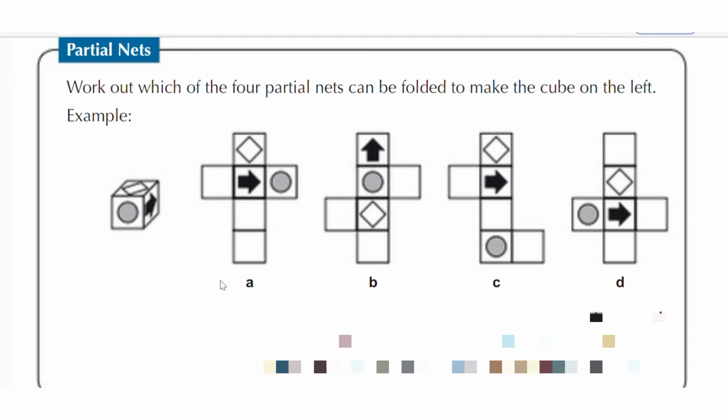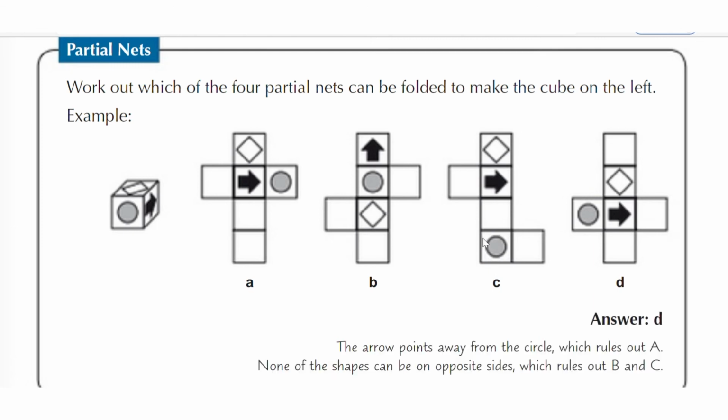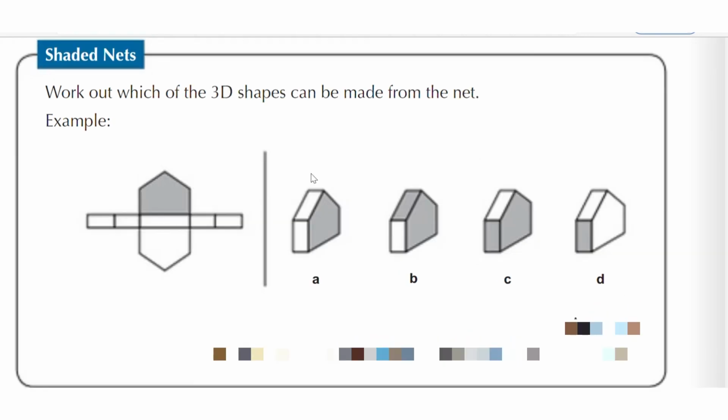The arrow points away from the circle, which rules out A, so A is cancelled. And none of the shapes can be on the opposite sides, because this triangle, this arrow and this square are on the opposite sides and you can't see them together here. So that means B is not it. Then C also has this arrow here and the circle there on the opposite side. So it can't be C either. So it is D.